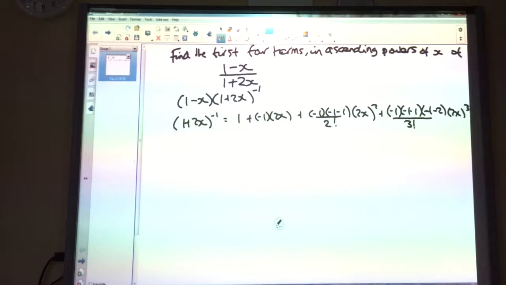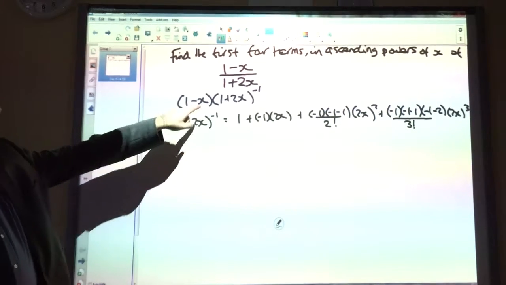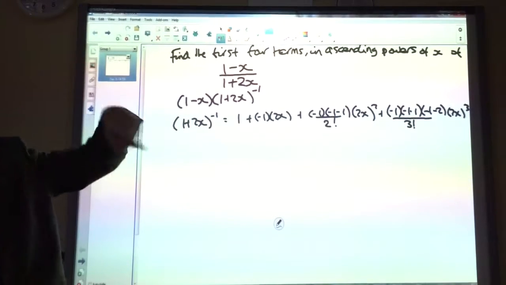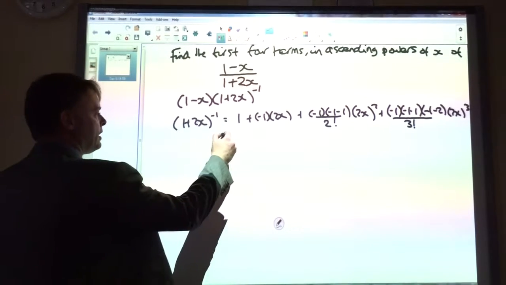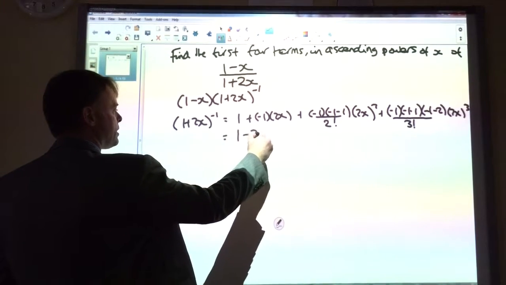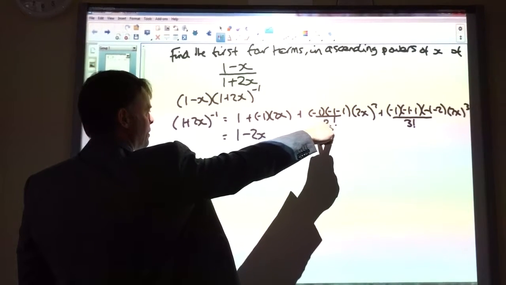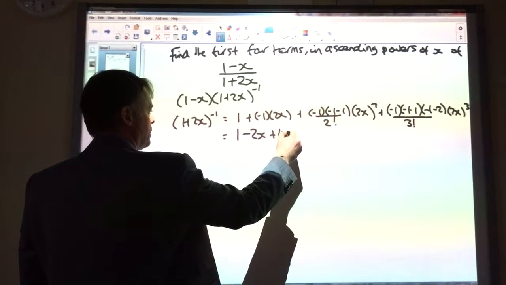Well, where does the 1 minus x go? I'm going to deal with that next. So at the minute I'm just looking at this thing here, completely ignoring that, and then we'll take advantage of that a bit later on. So simplifying the terms here, I've got 1 minus 2x. That is minus 1 times minus 2 is 2, divided by 2 factorial is 1. 2x squared is 4x squared.